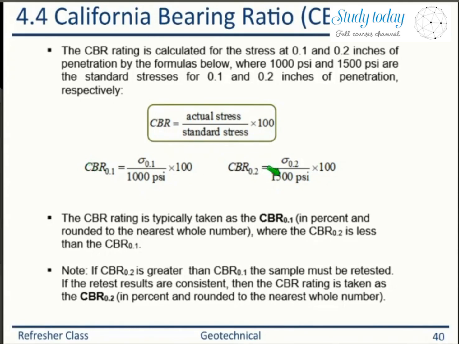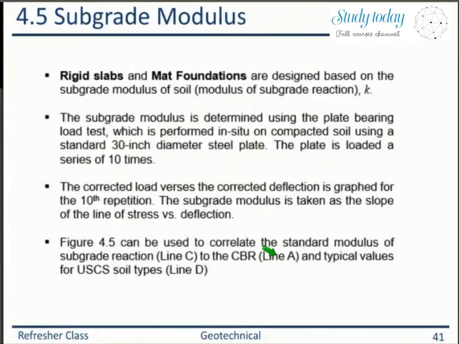Now, sometimes it may so happen that your CBR value at 0.2 inch penetration is higher than the CBR value at 0.1. In that case, you rerun the test. After rerunning the test, even if you get a CBR at 0.2 inch penetration higher than at 0.1, then you can take the CBR at 0.2 as your design value for the flexible pavement. You can read it when you have time.